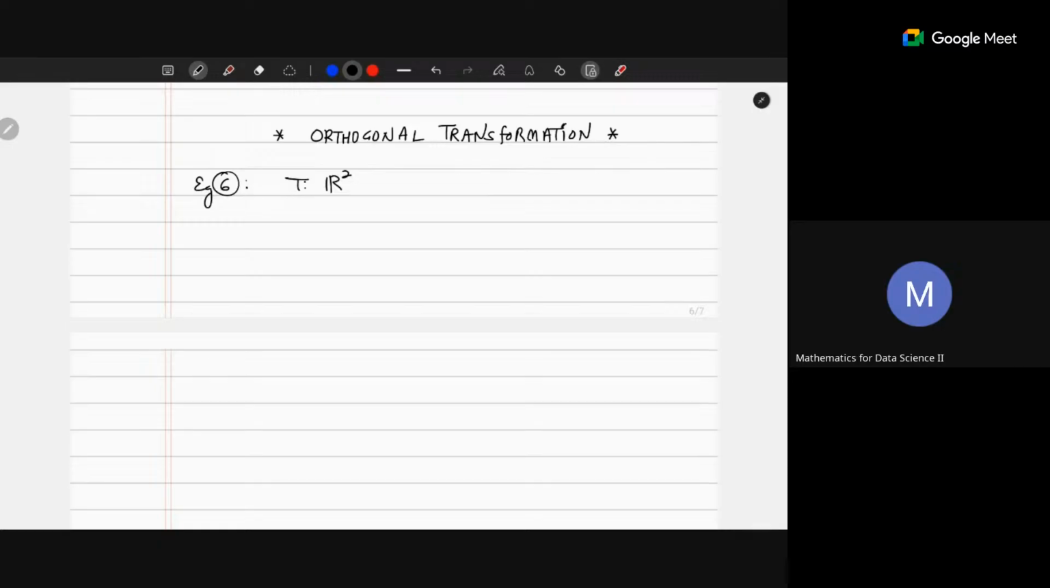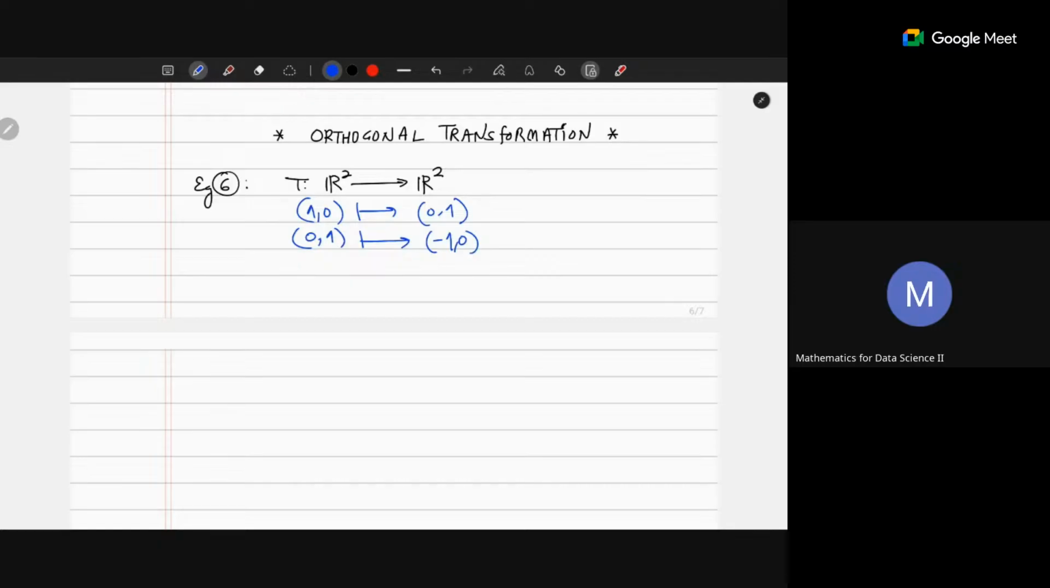So consider this linear transformation from R2 to R2. It is defined by sending the basis vector 1 comma 0 to 0 comma 1, and the other basis vector 0 comma 1 to minus 1 comma 0. All right.